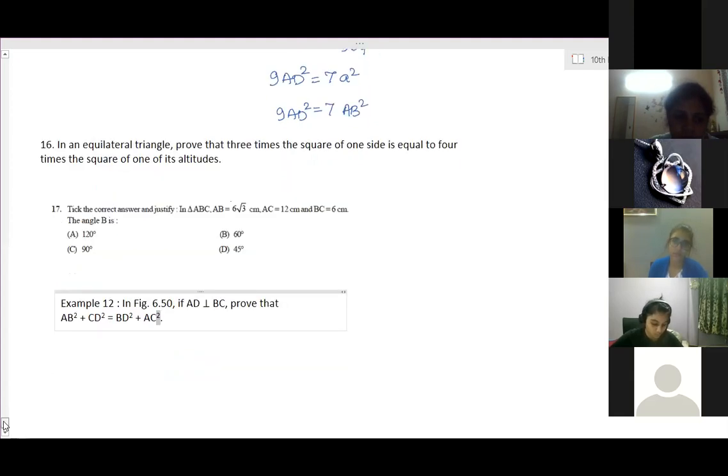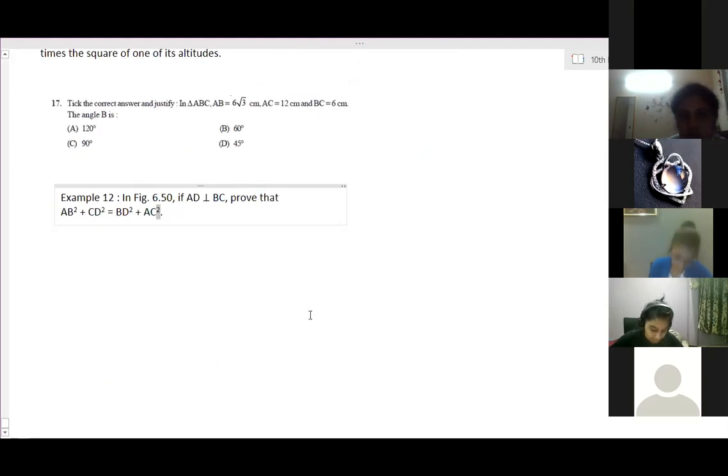Twelfth one. That's easy. This also you can try. Example 12. AD perpendicular to BC. The same. Draw triangle ABC normally and AD perpendicular to BC. Find the value of AD square from both the right triangles and equate them.